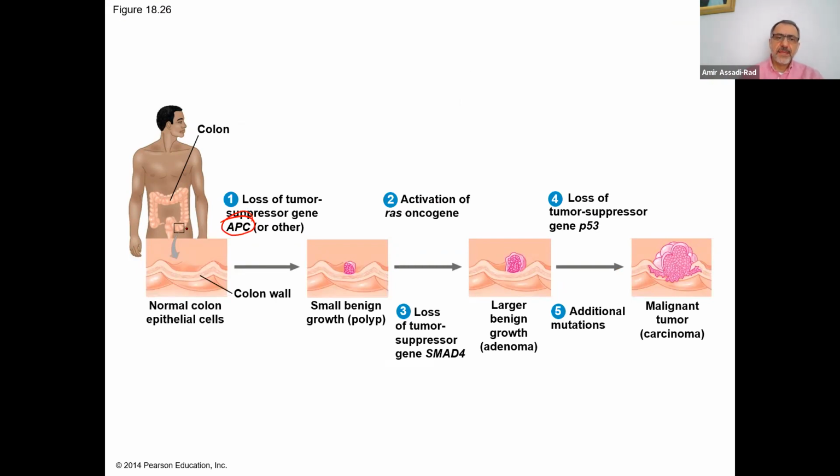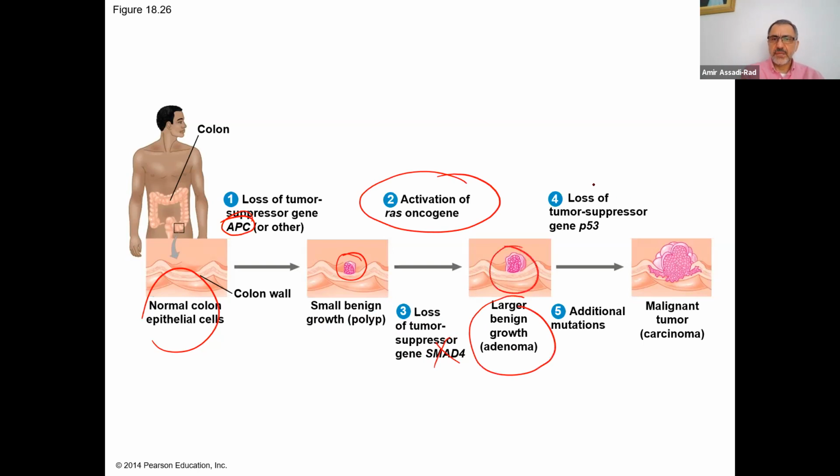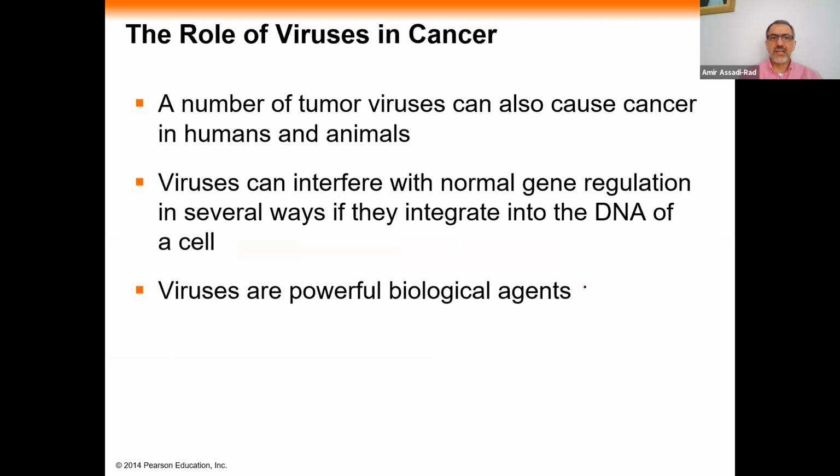So APC, a suppressor gene, is found in colon. It's showing you normal epithelial cells in a normal person. Then a small benign growth, a polyp, right here, and then loss of the tumor suppressor gene SMAD4. Do not worry about that gene, but APC, I asked a question from it. Activation of the RAS oncogene, RAS becomes activated and the benign growth becomes larger, and then loss of tumor suppressor P53, and then voila, you have a huge cancer. Additional mutation, malignant tumor.